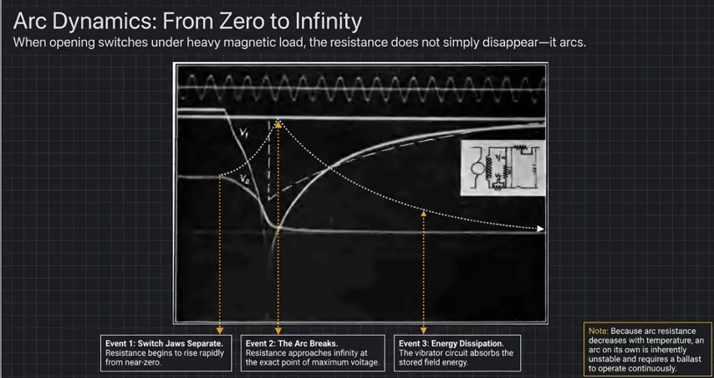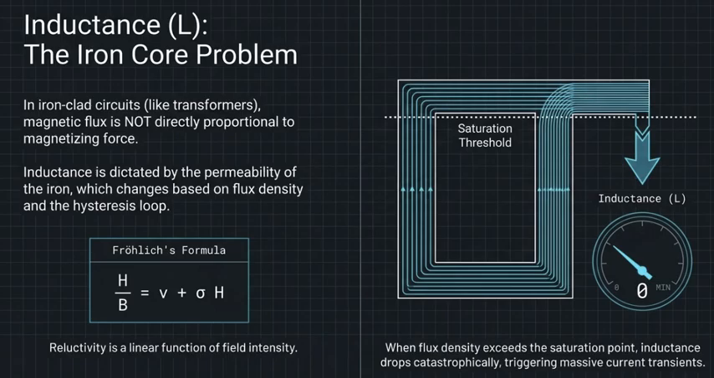Right. Managing that kind of magnetic momentum is why the concept of variable inductance is so critical, especially in ironclad circuits, like the massive transformers that power our neighborhoods. Yeah, transformers are a whole different beast. We are taught in physics that a magnetic field, the magnetic flux, is perfectly proportional to the electrical force you push into it. Like you push 10 units of electricity in, you get 10 units of magnetism out.